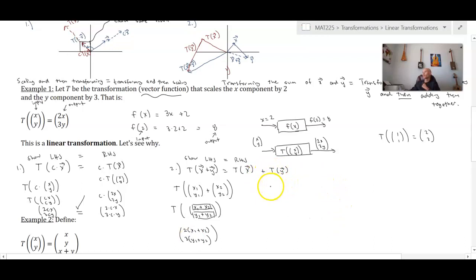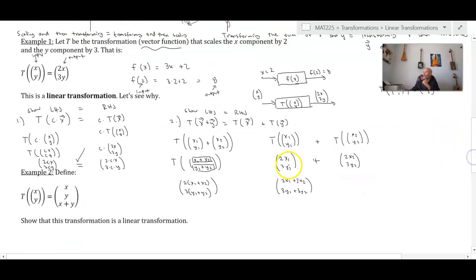Now let me operate on the right-hand side. So the right-hand side says, take the transformation of x, take the transformation of y, x2, y2, and then add them together. So if I transform x1, y1, I'm going to double the top, triple the bottom. So 2x1, 3y1. Now if I transform the second vector, I get 2x2 and 3y2. And now I add them together. Well, if I add them together, I get 2x1 plus 2x2 and 3y1 plus 3y2. And what I want to check is, is the left-hand side the same thing as the right-hand side? Kind of, not quite.